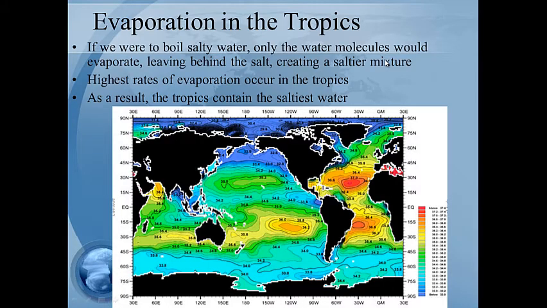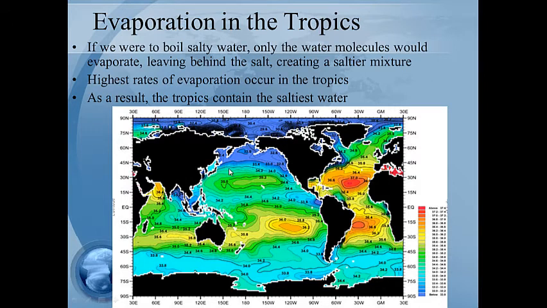So if you were to boil salty water, only the water molecules would evaporate, leaving behind the salt, creating a saltier mixture. Something like this occurs in a lot of the tropic areas in the world's oceans. The highest rates of evaporation occur in the tropics. Look over here. The red zone is where we get the most evaporation. Therefore, the saltiest waters are right off the coast of Africa. And guess what forms there? Hurricanes form there. All that evaporation feeds hurricanes. The trade winds blow the hurricanes our direction to Florida and the southeastern United States.